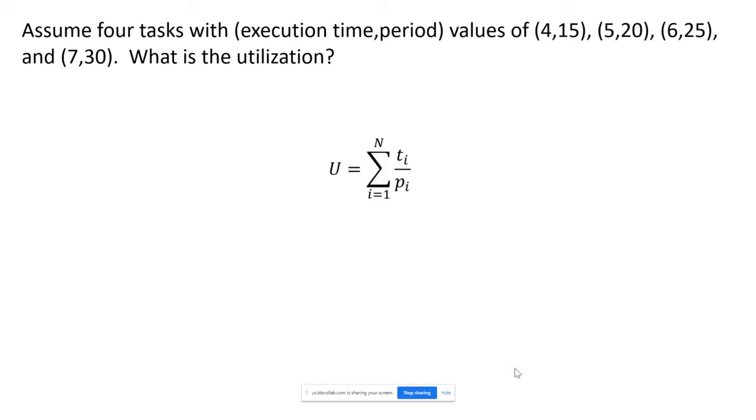What is the utilization? If you remember, the utilization is you just take the execution time and divide it by the period for each task and then add all those values up. So in this case, it would be 4/15 plus 5/20 plus 6/25 plus 7/30, which happens to be 99%.